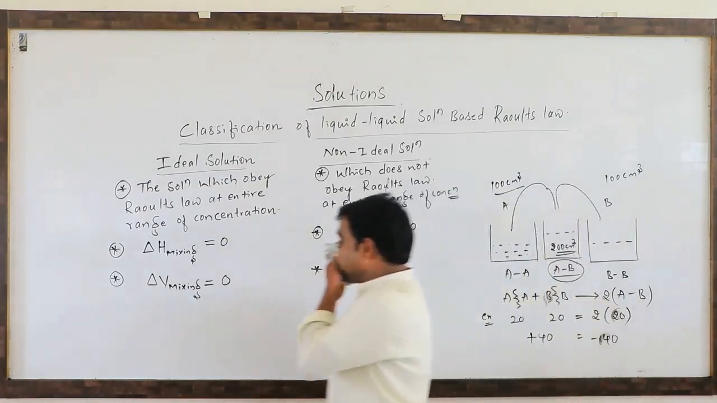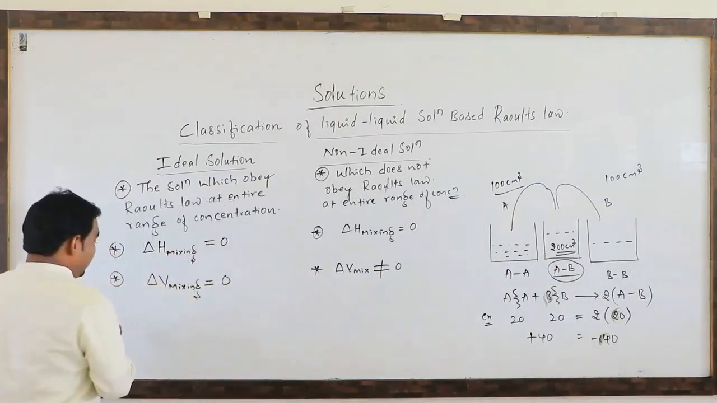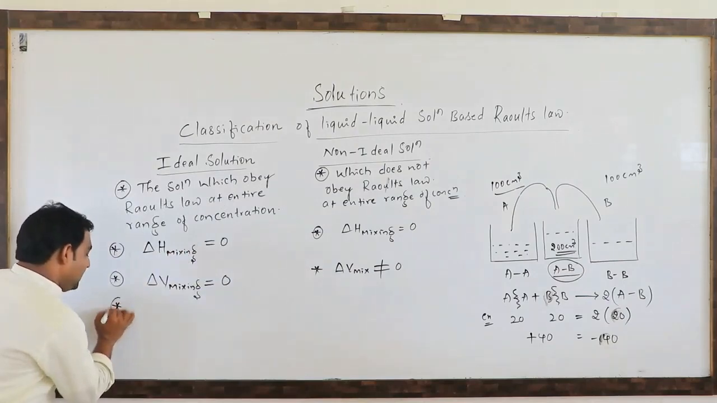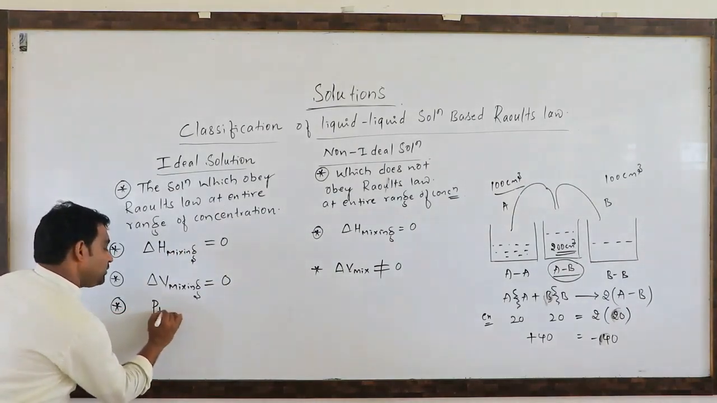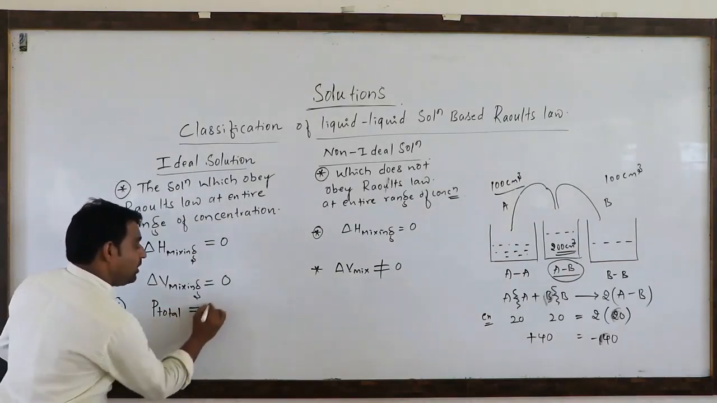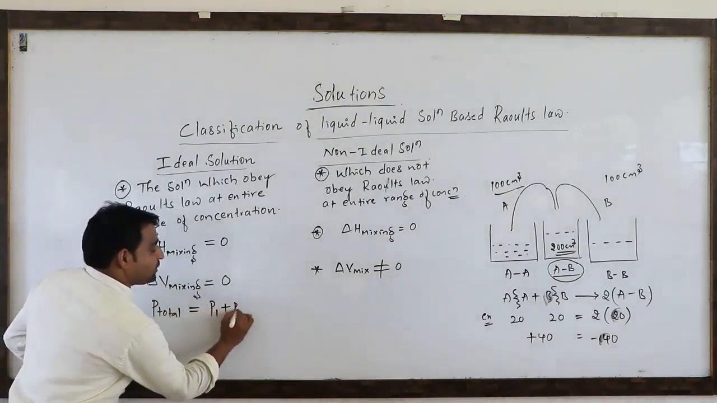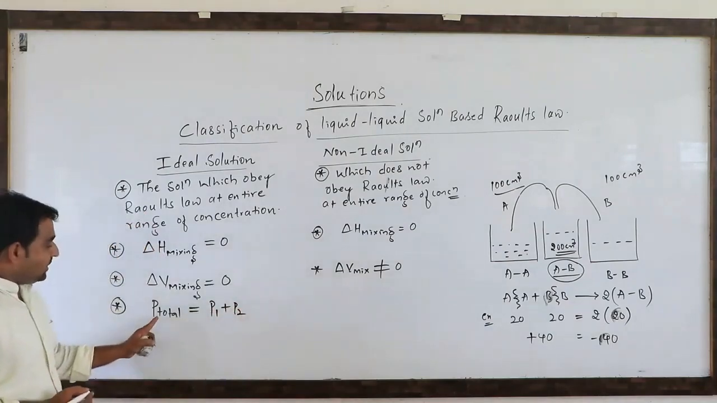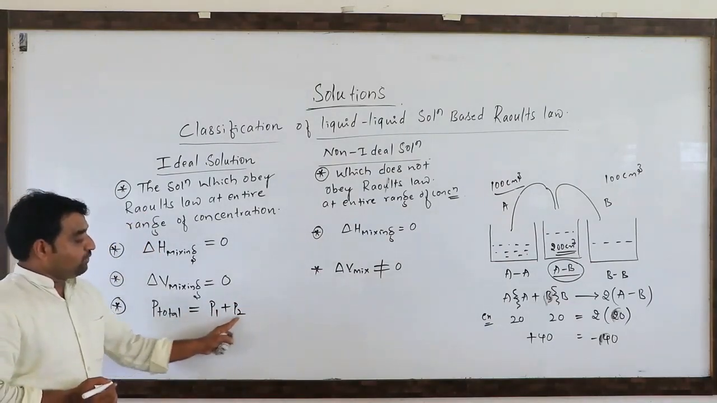That is termed a change in volume after mixing not equal to 0 in case of a non-ideal solution. And one more thing you can remember here, according to Raoult's law, the total vapor pressure of the solution is equal to the sum of the partial pressures of the components present in the solution, that is, P total is equal to P1 plus P2.